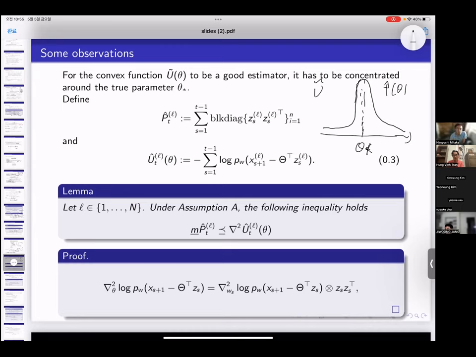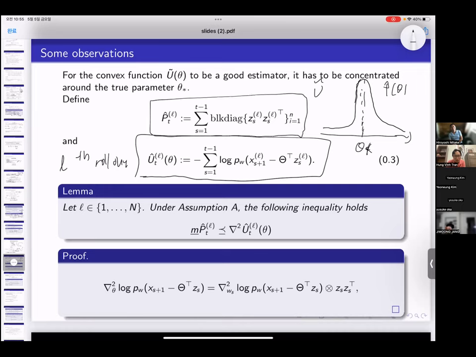Now let me introduce the likelihood at L roll out, and I also introduce a so-called preconditional matrix defined like this. This consists of data collected up to time t. A block diagonal matrix is used to simplify the analysis.